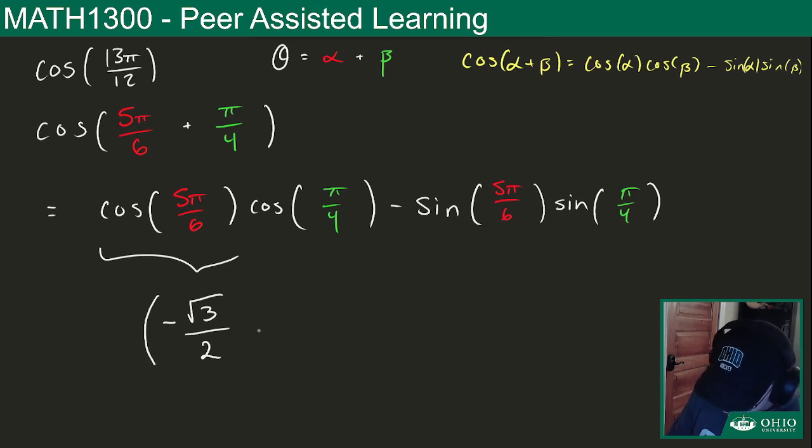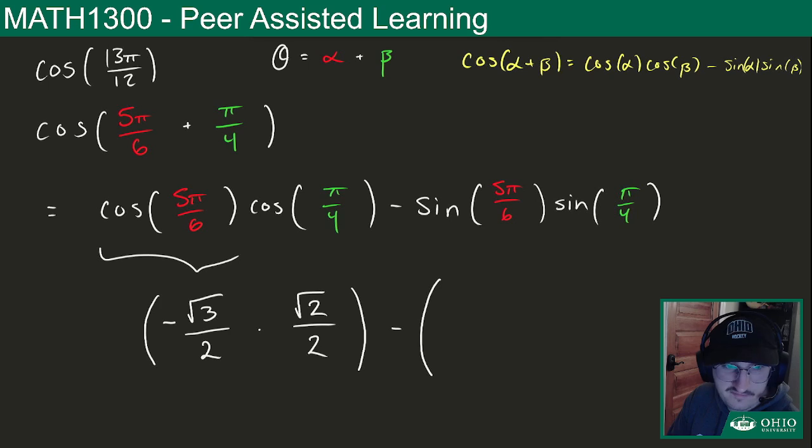And then that is being multiplied by cosine of pi over 4. Again, that's an x value, and that is root 2 over 2. Subtracting, and then in new parentheses, we have sine of 5 pi over 6. That's a y value, so it's going to be 1/2. And then we have sine of pi over 4, and that is a y value, and that's going to be root 2 over 2.